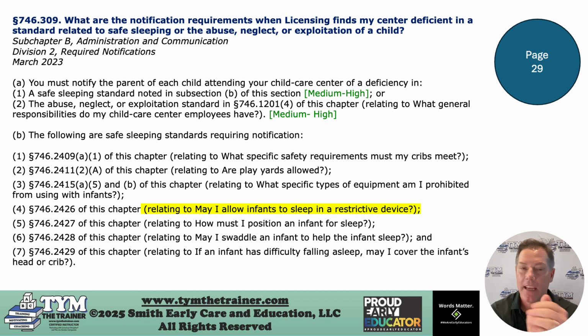So what you're seeing here under 309, it's going to talk about what the notification requirements are when licensing finds your center deficient on anything related to safe sleep practices or abuse, neglect, and exploitation of the child. All right. So in the event that your center gets cited for any of these standards listed right here, it requires notification to all of the families enrolled in your program.